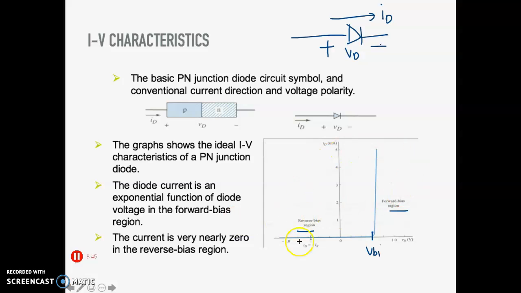Okay, so this is a non-linear characteristic because you have an off current here and there is some current after the VBI. So we call this one non-linear. For your resistor, it is a linear characteristic.